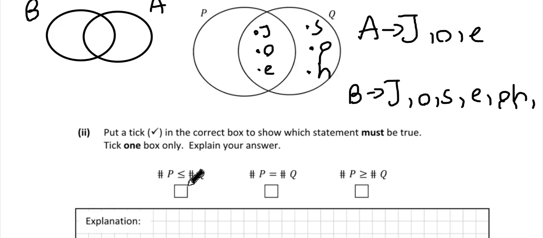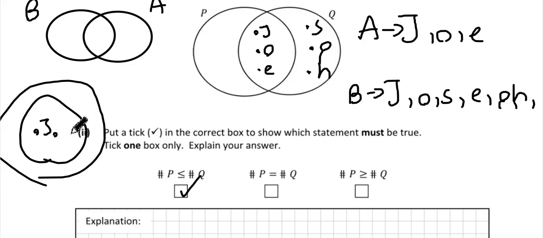I'm just trying to explain this. Everything in P has to be smaller than or equal to everything in Q. True or false? Q definitely has to be bigger. It can be the same size, but it has to be bigger. I'd say that's true. Do they have to be equal to each other? Not always. They can be equal to each other. As in, if you did two circles and it's Joe on the inside, that means it's also Joe on the outside as well, because there's no other letters in the outer region, is there? So that could happen, but it doesn't have to be true.